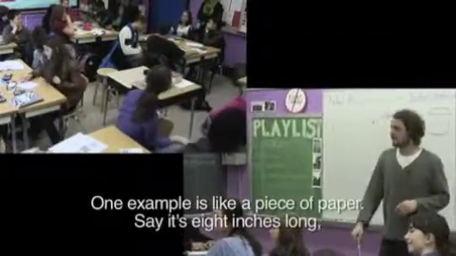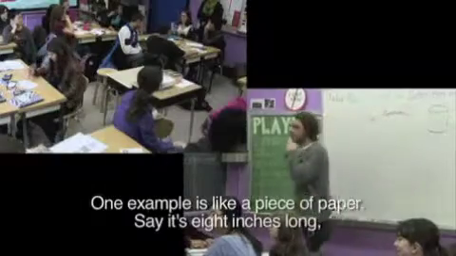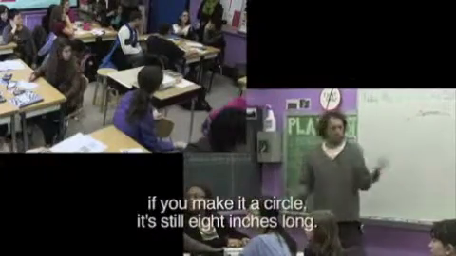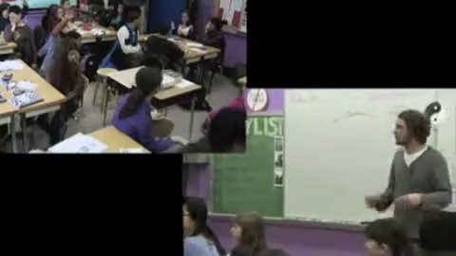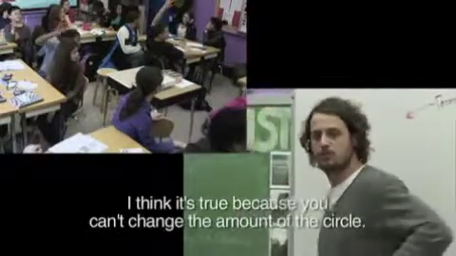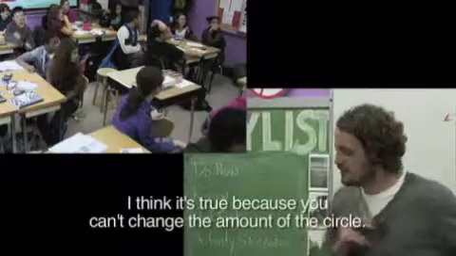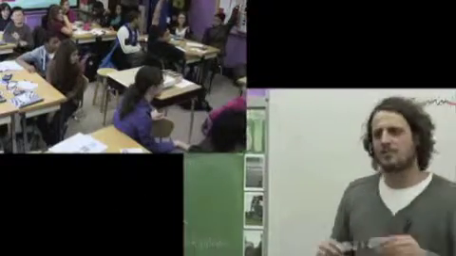Well, one example is like a piece of paper, say it's 8 inches long. If you make it a circle, it's still 8 inches long. Agreed. Keep it moving. Najee, step in. I think it's true because you can't change the amount of the circle the way it is. Good. Najee's getting at this fact.